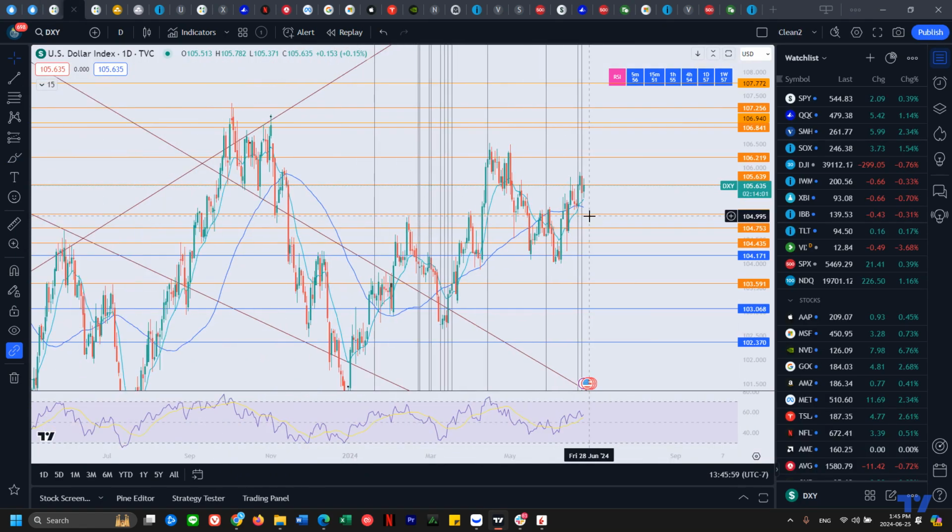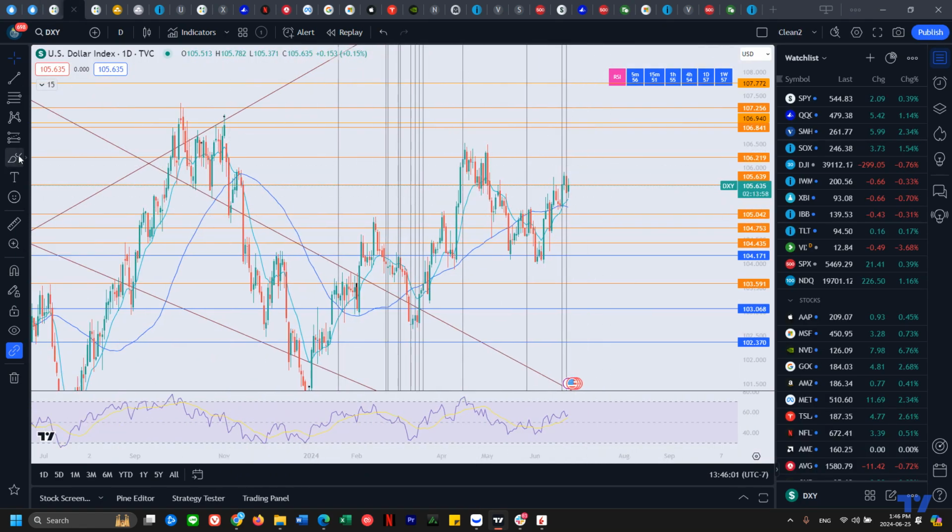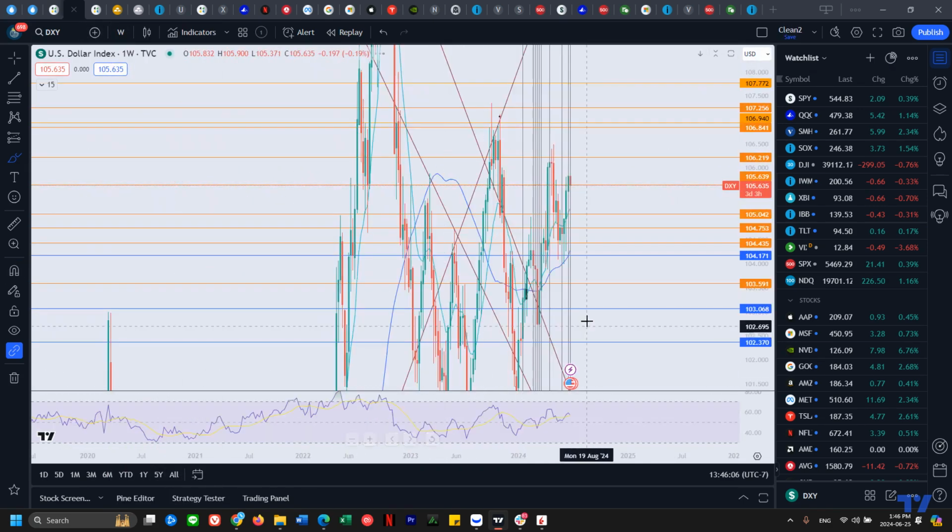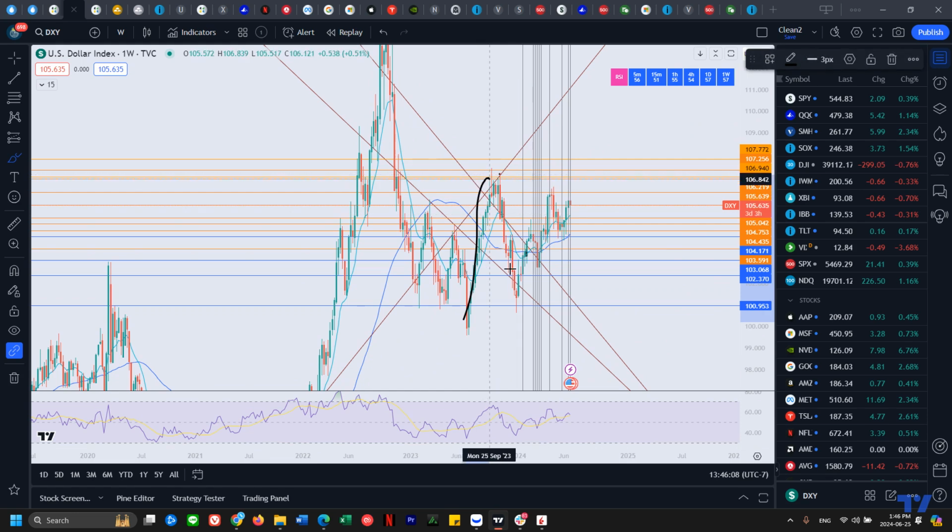US dollar equilibrium is still intact. As long as we don't break above this high, the weekly equilibrium is still intact. Big move up, big move down. Each move is within the prior move, and you can see we're still within this prior move. And if we don't break above here, equilibrium intact.